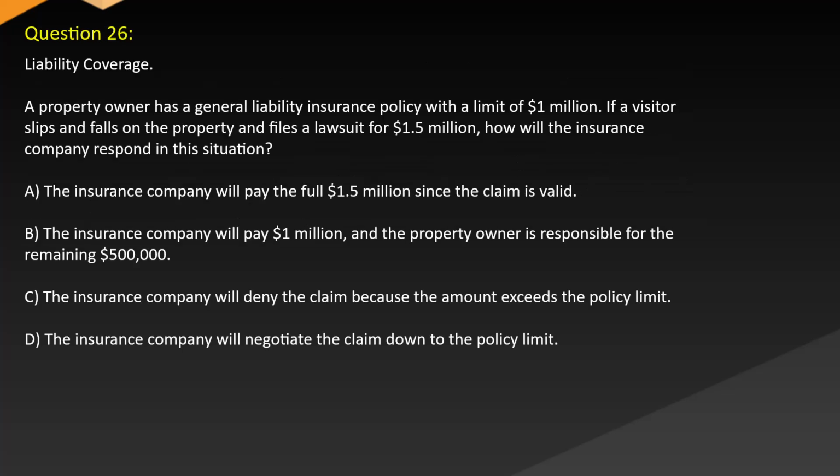Question 26. Liability coverage. A property owner has a general liability insurance policy with a limit of $1 million. If a visitor slips and falls on the property and files a lawsuit for $1.5 million, how will the insurance company respond in this situation? A. The insurance company will pay the full $1.5 million since the claim is valid. B. The insurance company will pay $1 million and the property owner is responsible for the remaining $500,000. C. The insurance company will deny the claim because the amount exceeds the policy limit. D. The insurance company will negotiate the claim down to the policy limit.